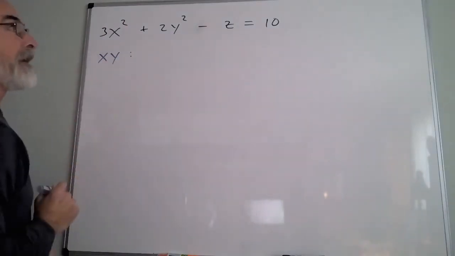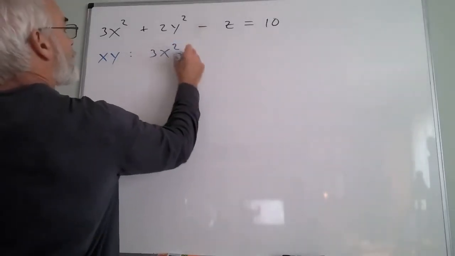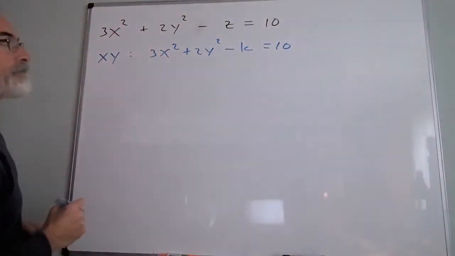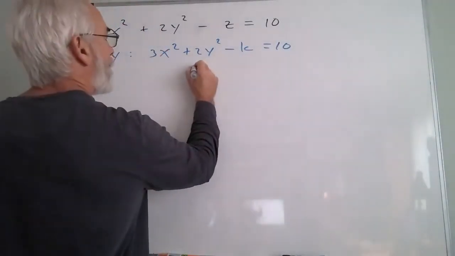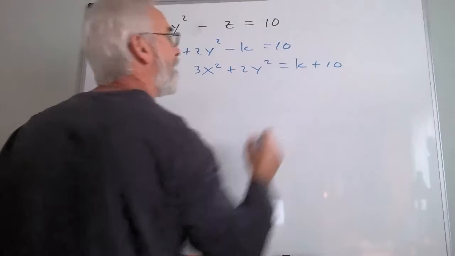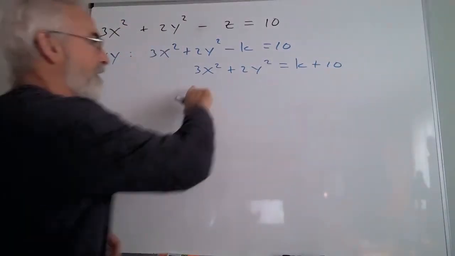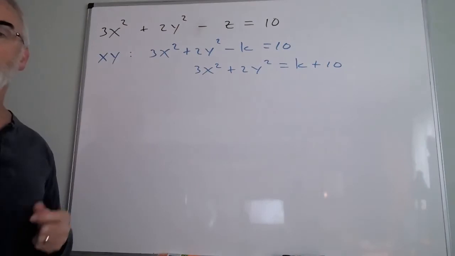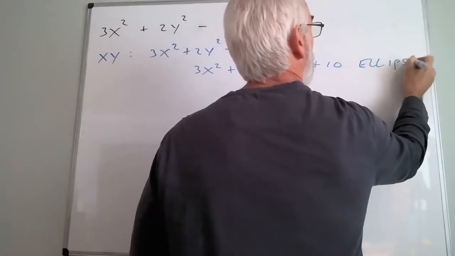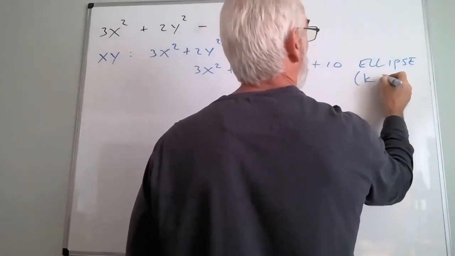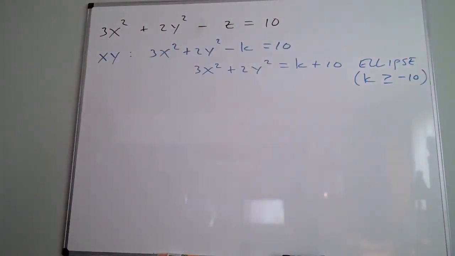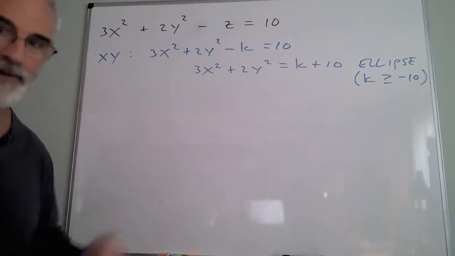So let's start in the XY plane. That means Z is going to be constant. So I will have 3x squared plus 2y squared minus k equals 10. So what is that? Well, if I rewrite this as 3x squared plus 2y squared equals k plus 10, k is a constant. This is an ellipse. In the xy plane, my cross section is an ellipse. Clearly, k has got to be greater than or equal to -10. Okay, because if k were less than -10, then I would have imaginary coordinates, and you can't have imaginary coordinates.